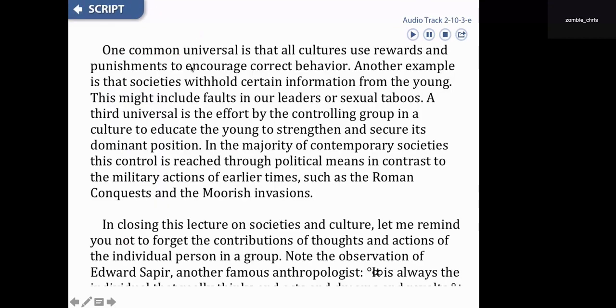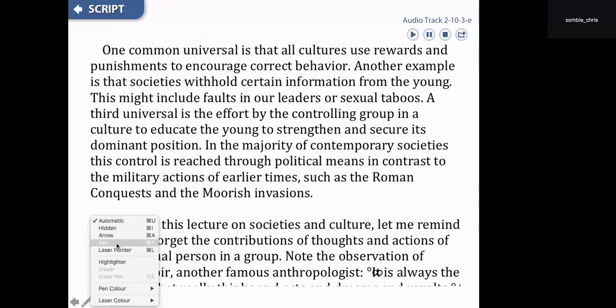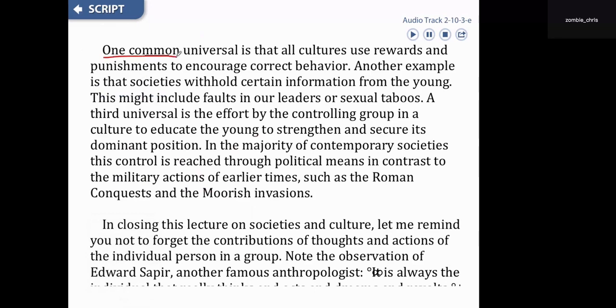Okay, so maybe in the script here I can show you. So we have one common universal. So we don't say firstly, secondly, and then thirdly. So this would be one common universal is that all cultures use rewards. Another example is that societies withhold certain information. A third universal is the effort by the controlling group. So we don't really list using numbers directly. So first, number one universal, number two universal, one common universal in terms of the first one, and then another being the second one, and then third.